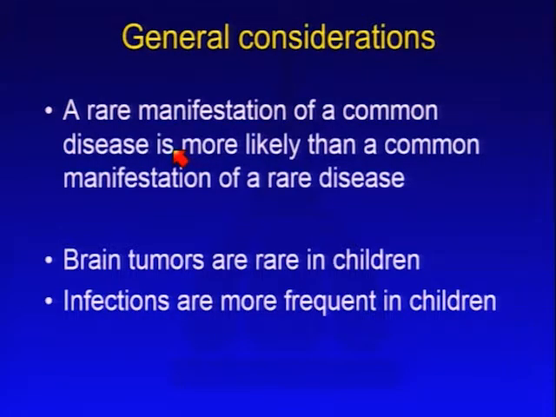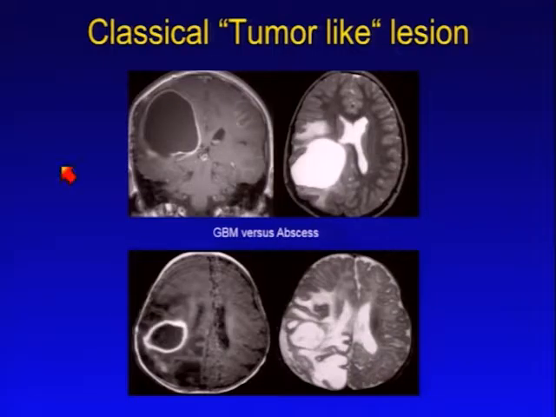Don't forget this, and it is of course very well known that a rare manifestation of a common disease is much more likely than a common manifestation of a rare disease. Brain tumors are, thanks God, still very rare in children, and infectious diseases are much more frequent in children. We should not forget that. And before we had diffusion-weighted imaging and all the advanced imaging, this was a diagnostic challenge.